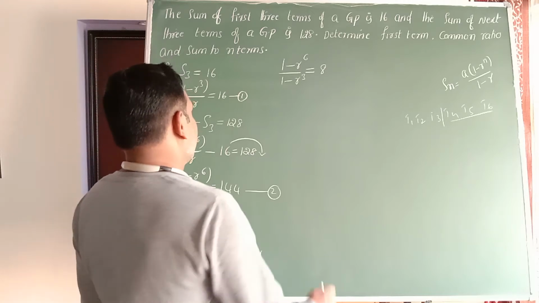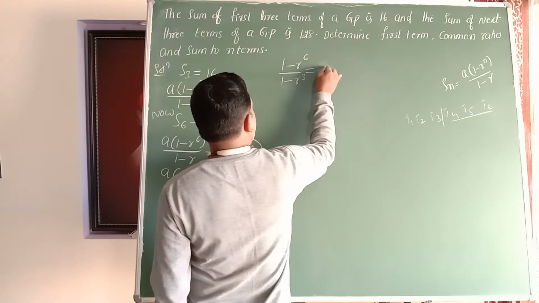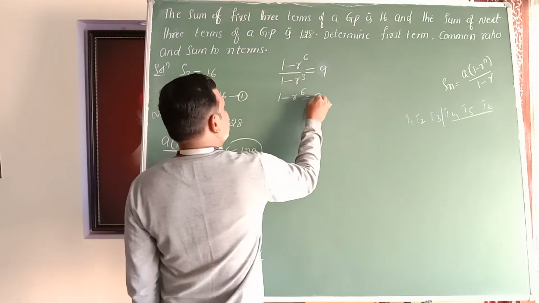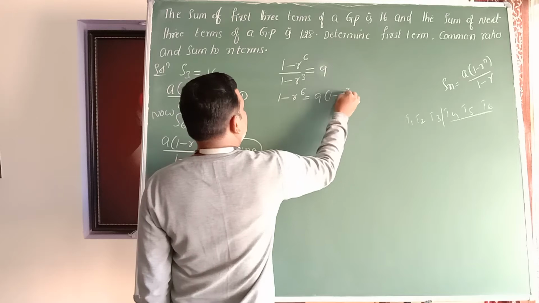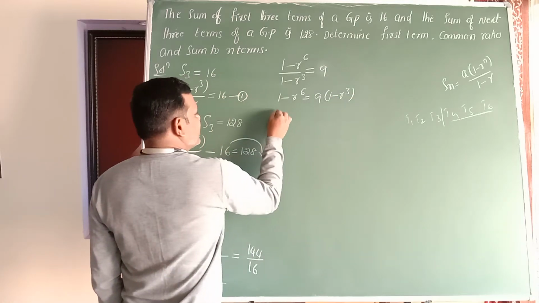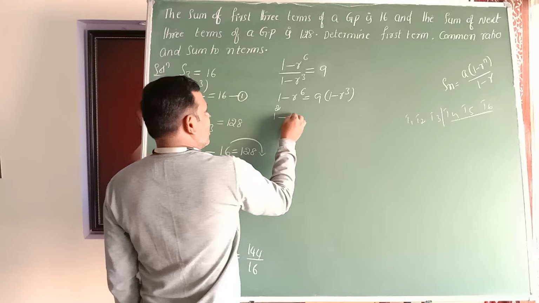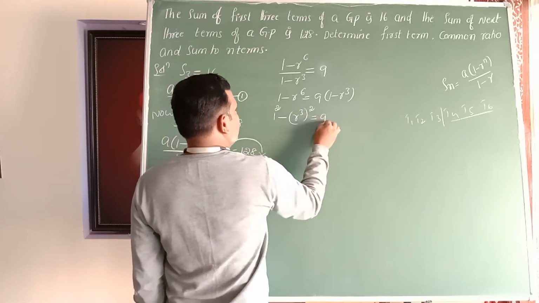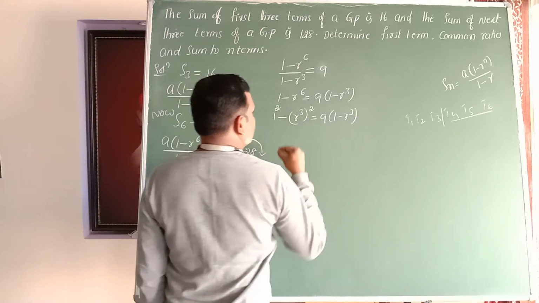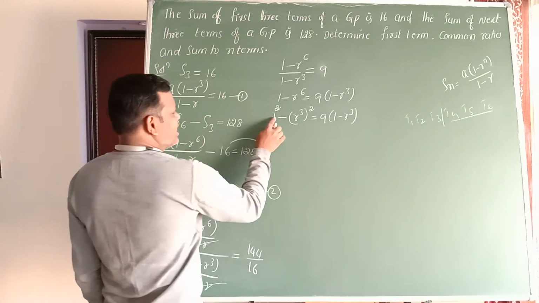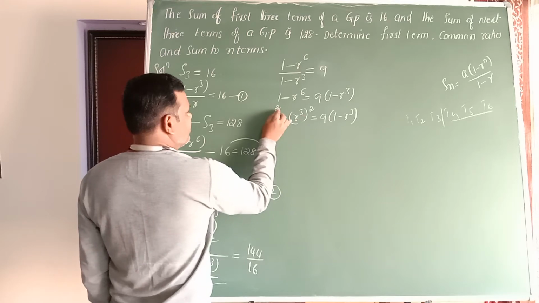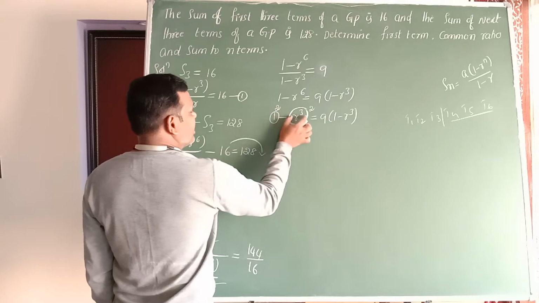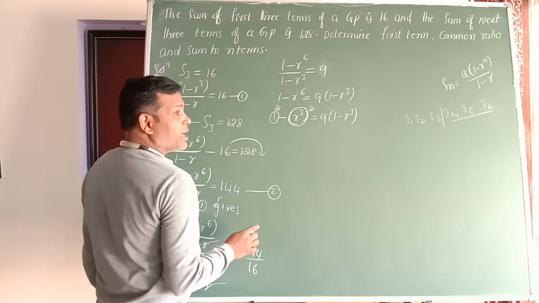16 nines, okay, sorry, that 9 times. Now, 1 minus r power 6 is equal to, cross multiply, 9 into 1 minus r cube. Now look here, 1 can be written as 1 square, minus r power 6 can be taken as r cube whole square, is equal to 9 into 1 minus r power 3. Look at me, it is in the form of a square minus b square. In place of a we have 1, in place of b we have r cube. A square minus b square is a plus b into a minus b.